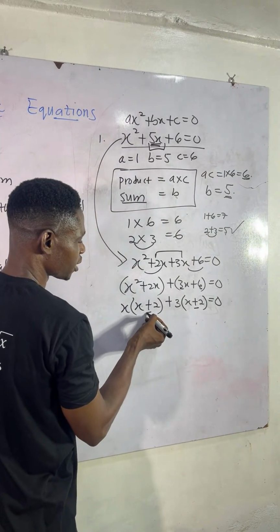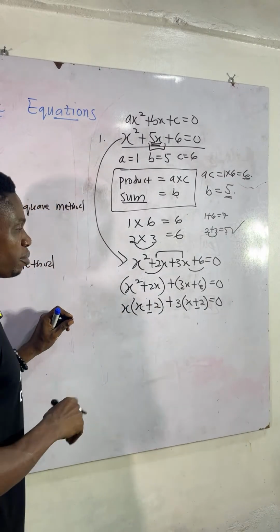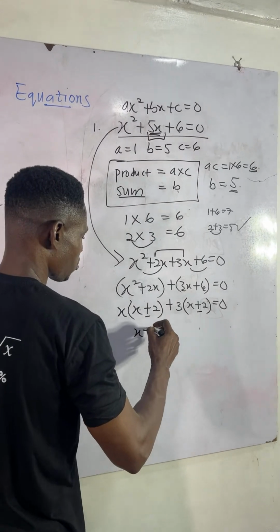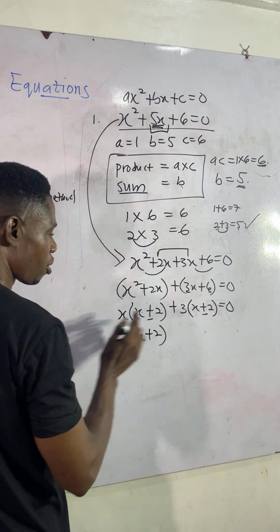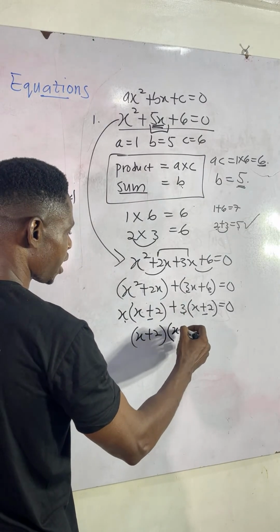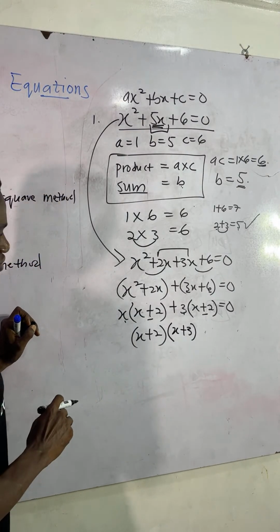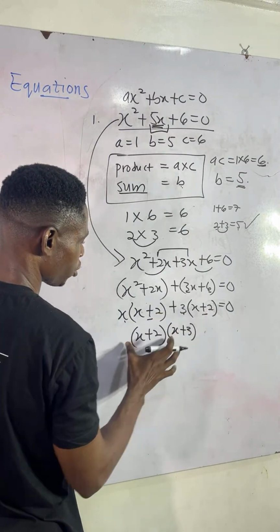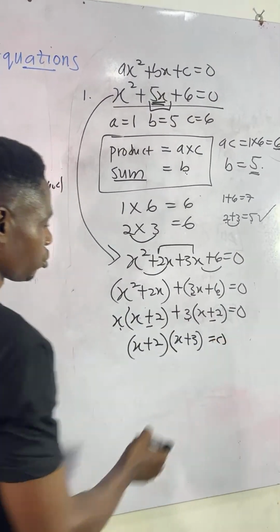One thing that you should notice is that when you get to this stage, these two brackets should be the same. So let's pick them. x plus 2, the two brackets that are the same, we're factorizing now, we'll pick them out. What we have left is x plus 3. I picked the common factor, which is x plus 2, then I have left x plus 3, now equal to 0.